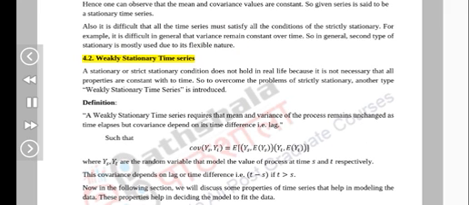4.2. Weakly stationary time series. The strict stationary condition does not hold in real life because it is not necessary that all properties are constant with time. So to overcome the problems of strict stationarity, another type, the weakly stationary time series, is introduced.